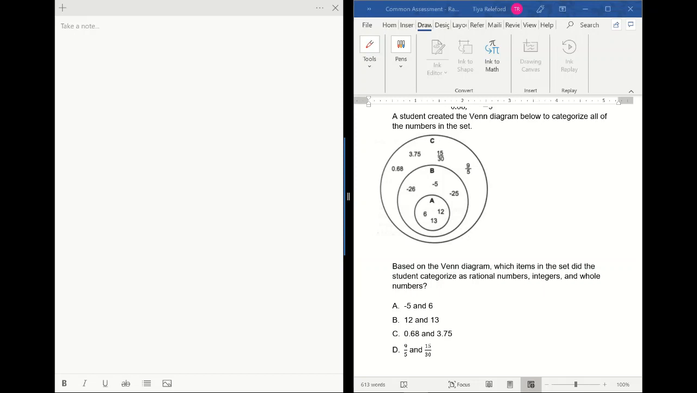So we want to know what is a rational number, an integer, and a whole number. So really, if it's a whole number, it's automatically an integer and a rational number. So you are looking for the whole numbers, which would be B.